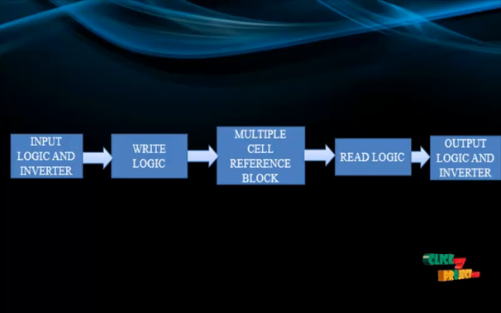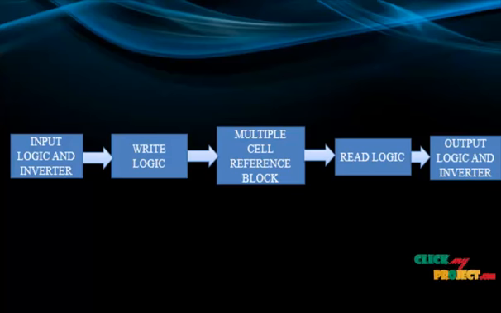This flow diagram has several blocks. First one, input logic and inverter. In that block the input is given in a logic format and that input logic is fed into an inverter section. That inverter section is a CMOS technology based inverter, that is, one NMOS and one PMOS connected in a structural manner. After that the data will be given to the write logic.